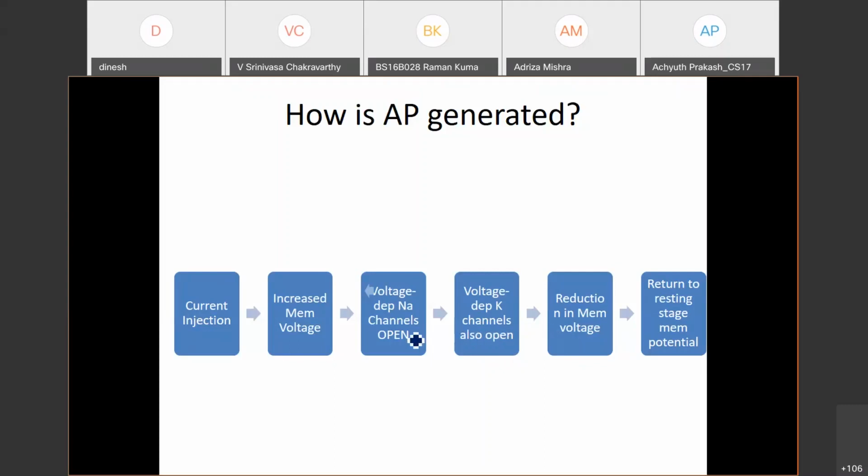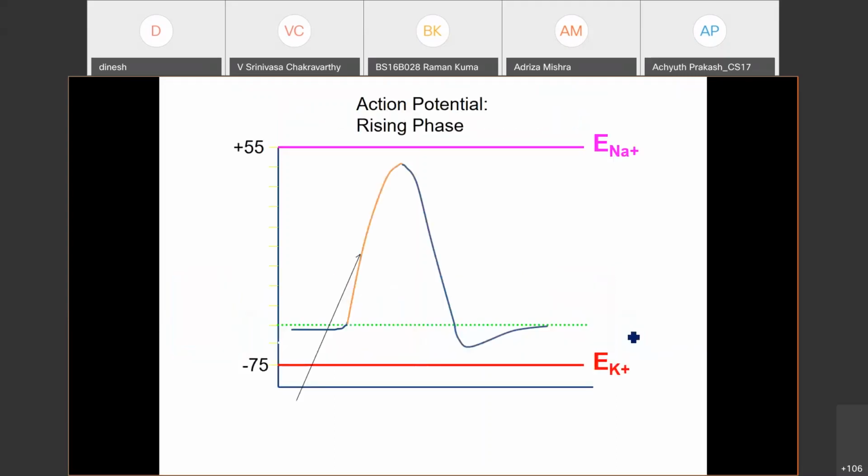So once sodium channels open, voltage goes up. Once potassium channels open, voltage goes down, because we have seen that. That's the nature of potassium channels. And that will reduce the voltage, and it will come back to the normal membrane potential. So this is how it looks.